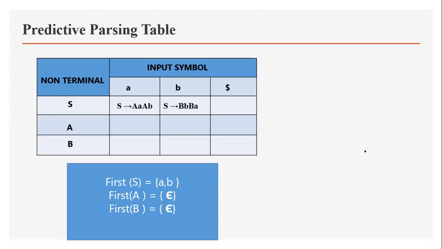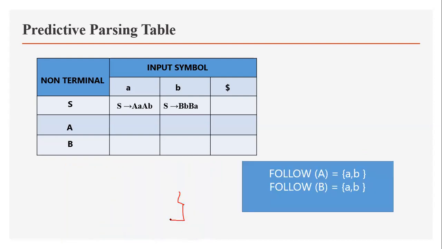But whenever epsilon is present, you have to compute follow of that. You have to compute follow of A and follow of B. So follow of A is AB, follow of B is also AB. So for follow AB, on input A and B, you have to include the production with epsilon. A derives epsilon, A derives epsilon. Like that on B: B derives epsilon, B derives epsilon. So this is the final predictive parsing table. So the given grammar is perfectly suited for LL(1).